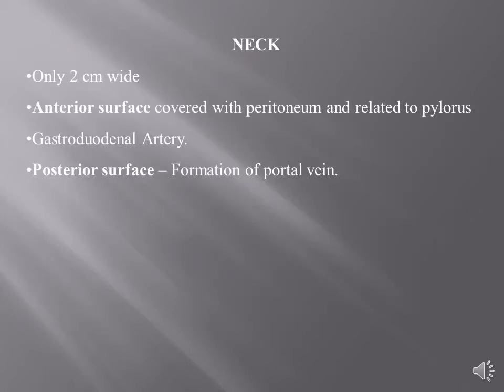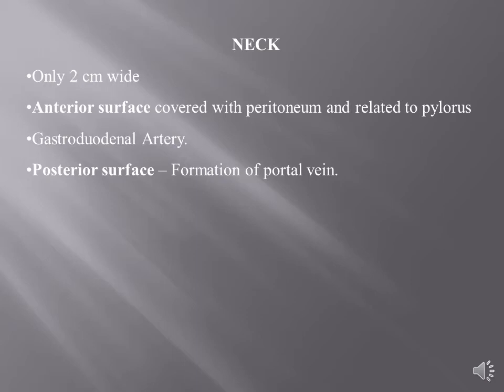After head, we will discuss neck, which is the continuation of head, and it is a very small part, about 2.5 centimeter or 2 centimeter long and directed towards the left side. It has two surfaces and two borders. Anterior surface is covered with peritoneum and it is related to pylorus. Posterior surface has a very important relation.